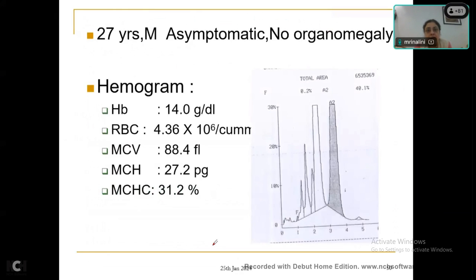So this is a 27-year-old male, asymptomatic with no organomegaly. And this is the hemogram in which Hb is 14, MCV is 88, and RBC is 4.36. So everything seems to be normal, but incidentally, HPLC was done, and this is what the HPLC is. So I give you 30 seconds, so you can write in your chat box.